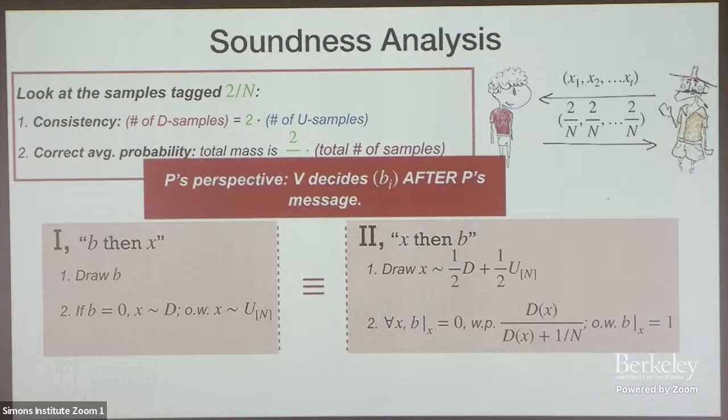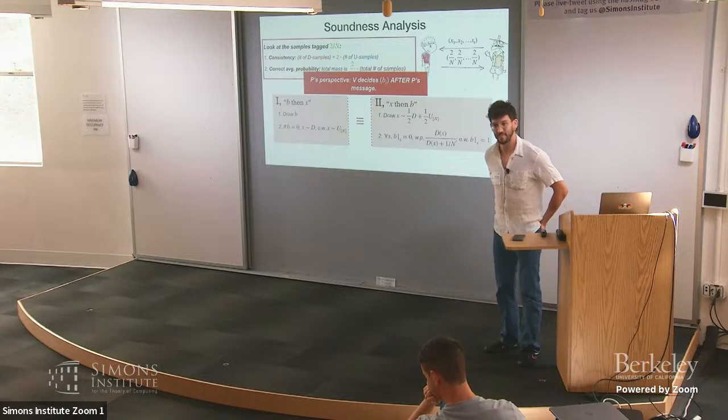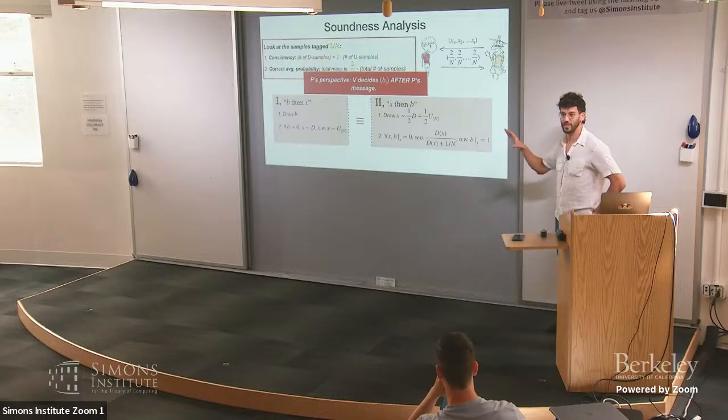And even more luckily for us, from P's perspective, V might as well have sampled according to procedure number 2, because all the prover sees is a bunch of elements, and it doesn't know the bits. And so we're going to analyze the soundness of this protocol, taking into account that this is the way that the samples were drawn, namely the second procedure. Any questions about this? Yes. Just to understand, what you're saying is, in some sense, the secret that the verifier has is that the prover doesn't know whether X was generated from D or from the uniform, and that's what it's going to exploit. Exactly. Precisely, thank you. So this is the meaning of keeping the bits secret.